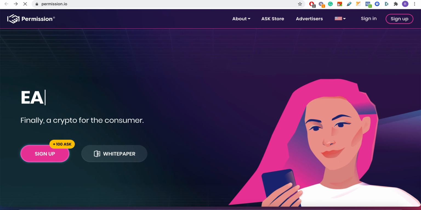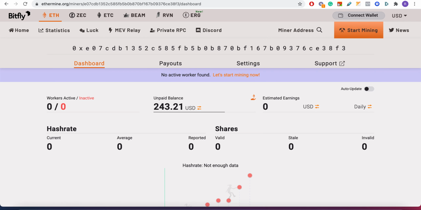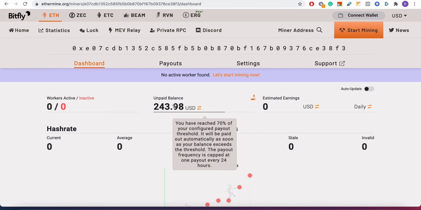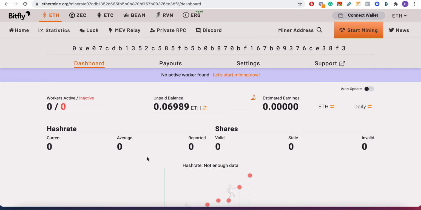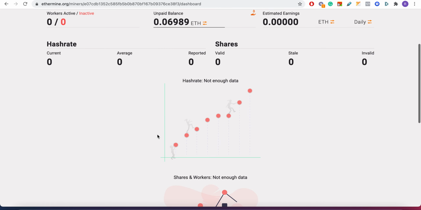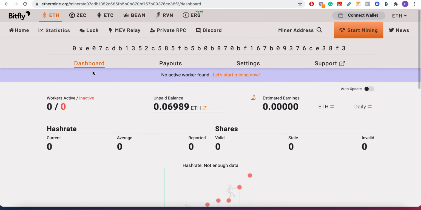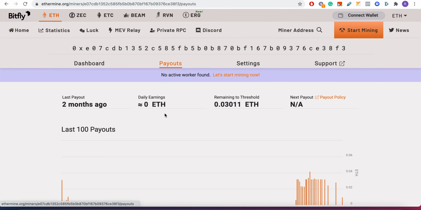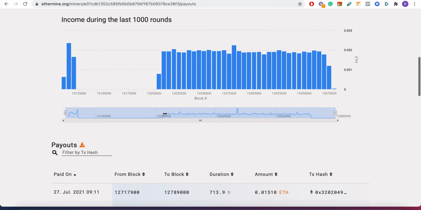Another thing, which is not really free, is that you can actually mine. If you have a GPU, you can mine. Somehow my miner is off right now, but this is my unpaid balance. I mine Ethereum, and I don't know how much it is right now, but 0.069 Ethereum, so that's pretty good. And actually I wanted to show the payout, since I was mining Ethereum here.